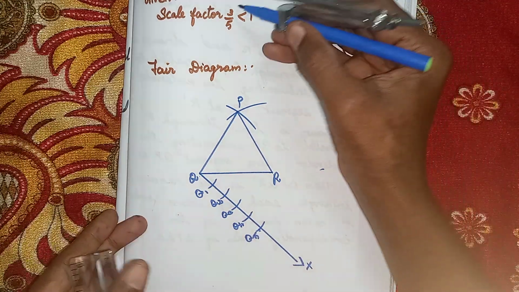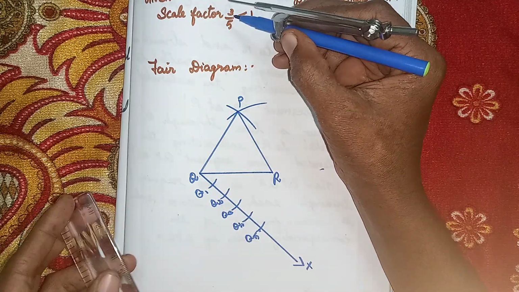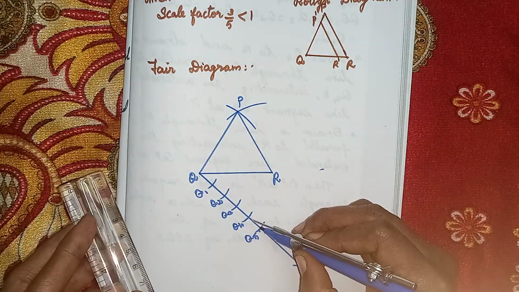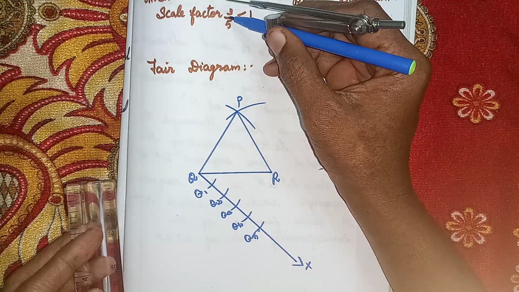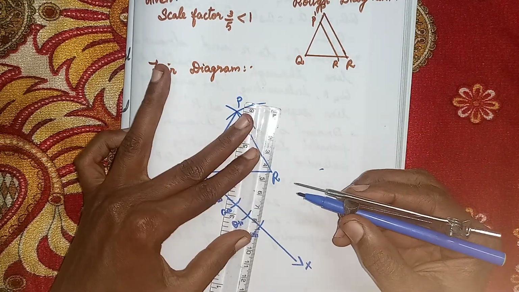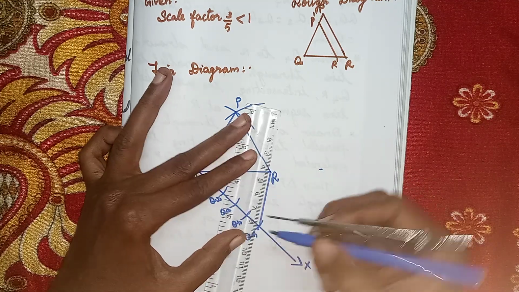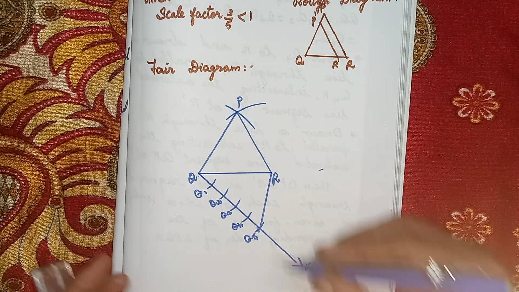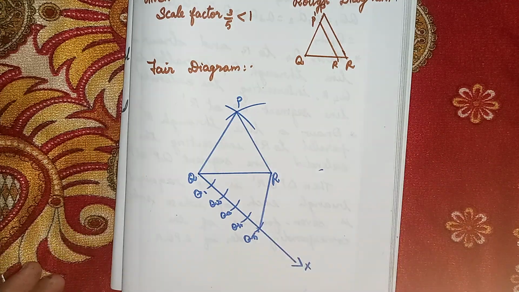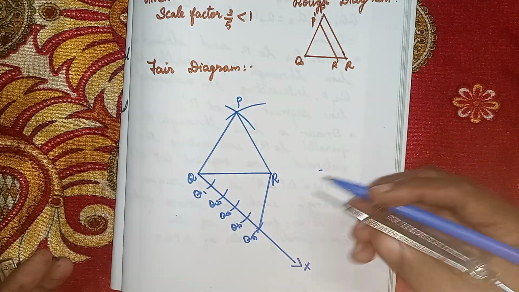Now, what is the denominator value? 5. Okay, the denominator value is 5. So the fifth part you have to join to R. Whatever the denominator value is, that point you have to join to R. So now we have to join Q5 and R. Clear this? Now the numerator is 3. Okay, the numerator is 3.